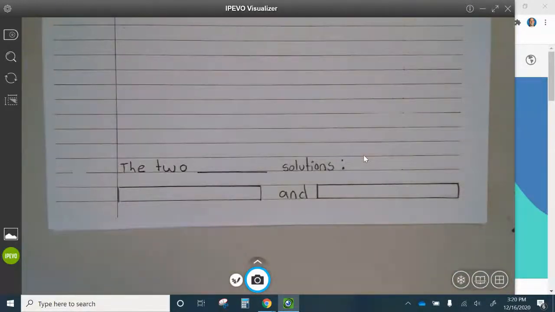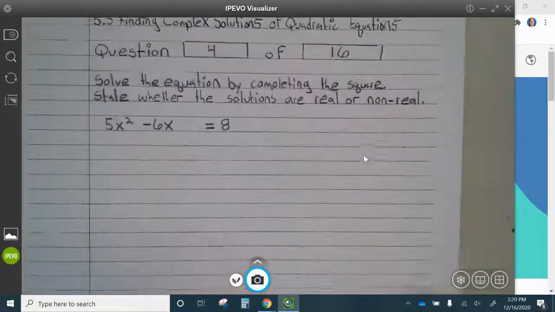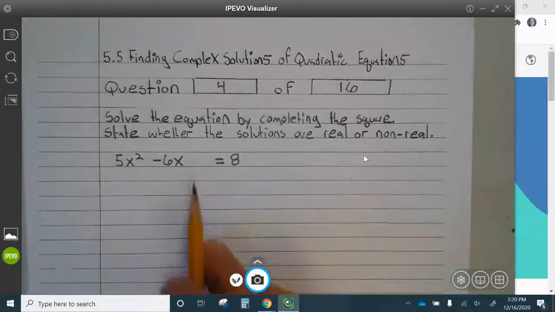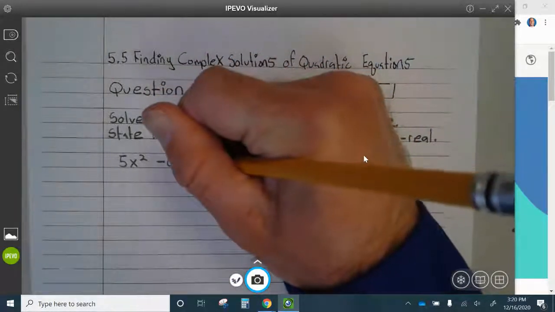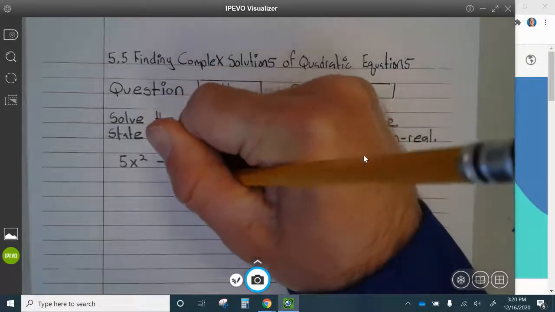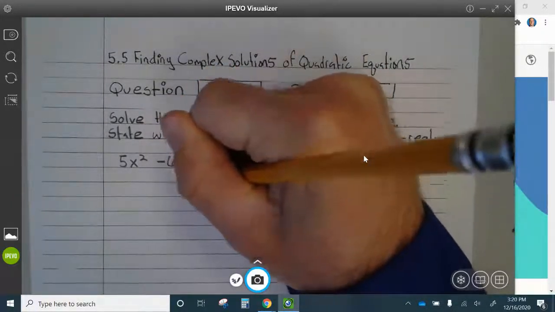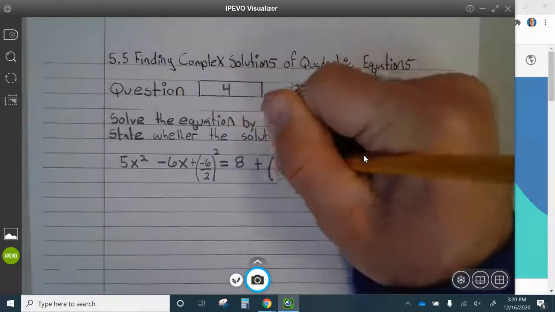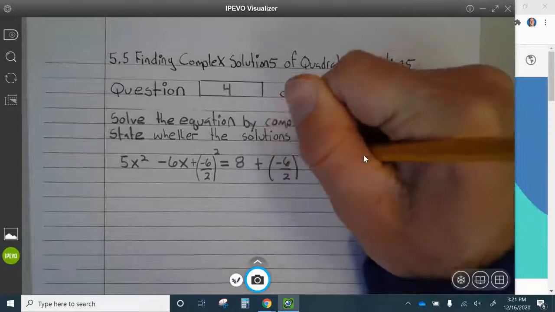All right, question 4 of 16. Solve the equation by completing the square. State whether the solutions are real or non-real. Okay, so we already have this number on the right, so now we complete the square. Okay, so that's plus -6 divided by 2 squared plus -6 divided by 2 squared.